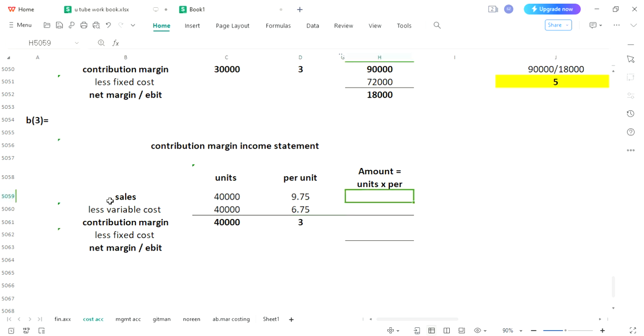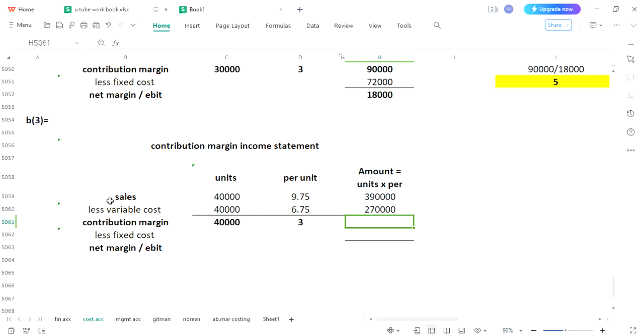Now we will calculate total amounts. Amount of sale would be calculated by multiplying units by per unit price. Units over here are 40,000, and it would be multiplied by the per unit sale price 9.75. Total amount of sale has been calculated. It's time to calculate the total amount of variable cost, for which we will multiply units 40,000 with per unit variable cost 6.75.